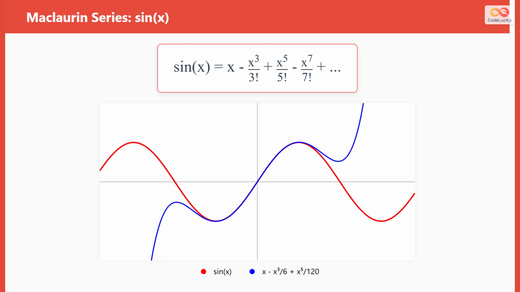Since every even derivative is 0, the Maclaurin series for sine only has odd powers of x. It starts with x, then subtracts x cubed over 3 factorial, adds x to the fifth over 5 factorial, and continues with alternating signs. This series captures the wave-like nature of the function near the origin.